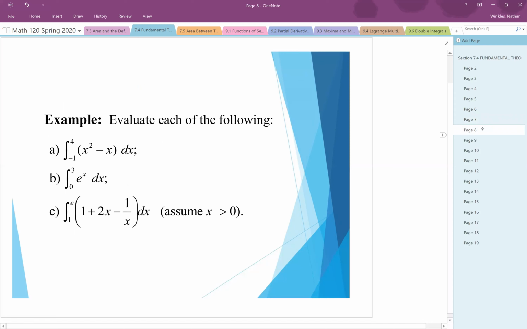So 3 examples that we could look at. The first one is the integral from -1 to 4 of x squared minus x dx. Then we could look at the integral from 0 to 3 of e to the x dx. And then the integral from 1 to e of 1 plus 2x minus 1 over x dx. We must assume x is greater than 0 in this case. So the next couple slides, we work these out.